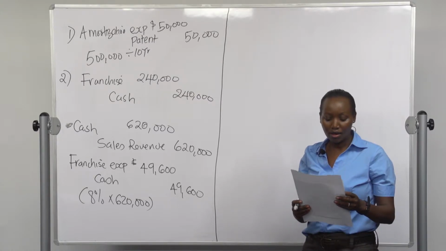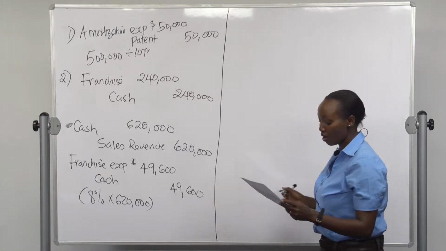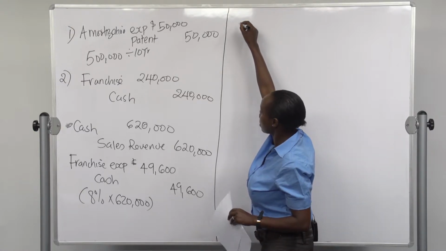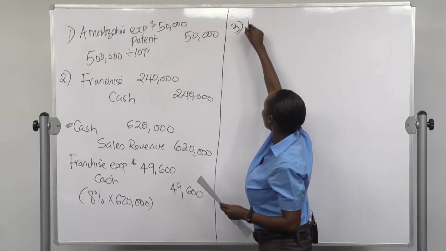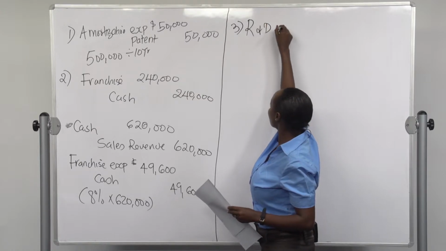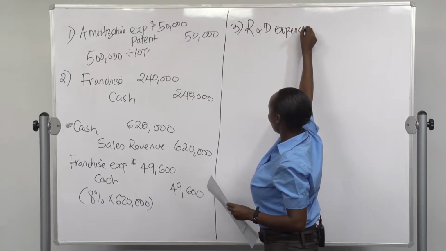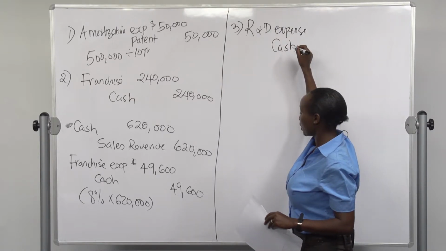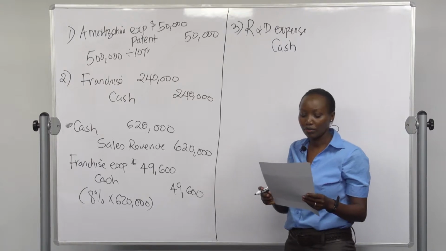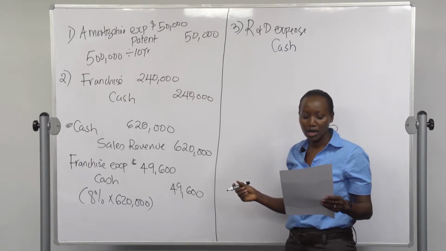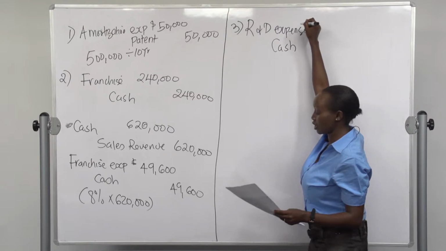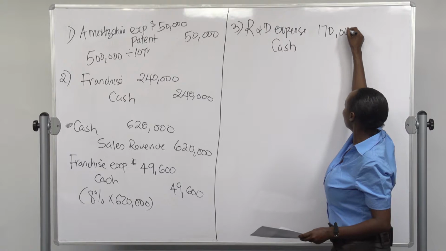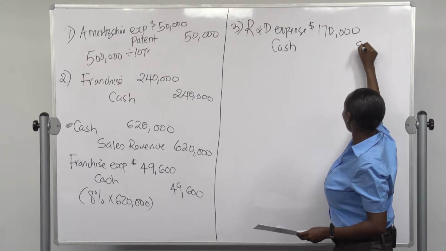The next one, we have a couple of R&D costs. So we're going to record an R&D expense. So that's our 3. We have R&D expense, and we assume we pay this in cash. So for the R&D expense, we have a total for the 3 of them. We have $80,000, we had the $40,000, and we had the $50,000. So together that comes to $170,000. And we assume we paid $170,000.